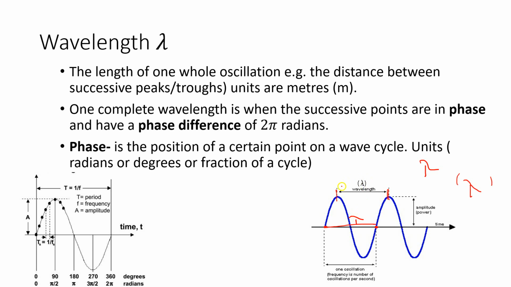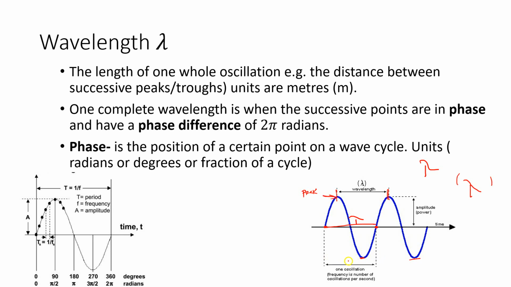And it can be the distance between two consecutive or two successive peaks. This is what we call the peaks as well. We can refer to it as the peaks, or we can say the crest. It can also be two consecutive troughs. All right, so from this trough to the next trough, the distance between two successive troughs.